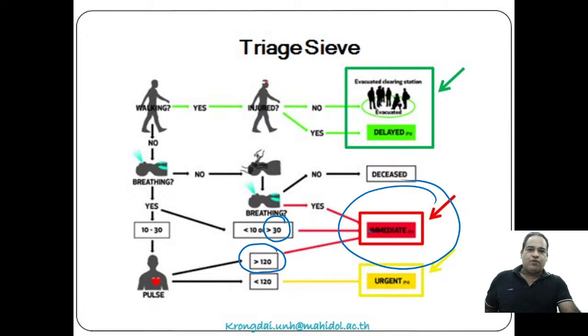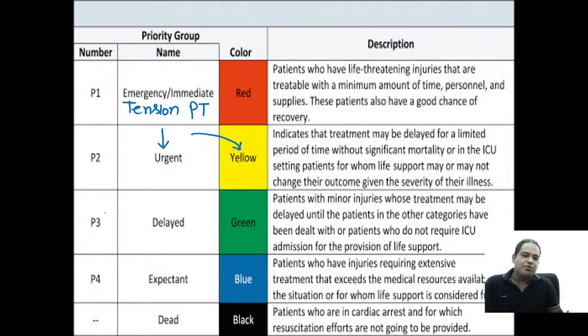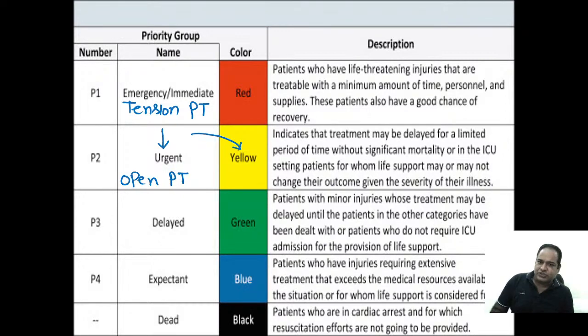Now you see here what comes after red. After red comes the yellow category. Yellow category are the patients who need to be attended urgently. And what is a typical example there? If the typical example in red is tension pneumothorax, in urgent it would be open pneumothorax.